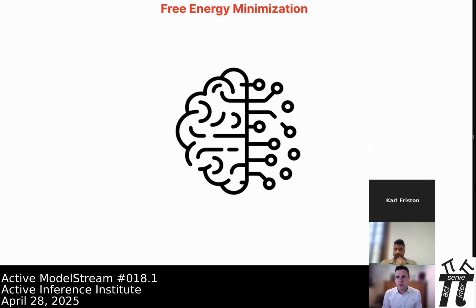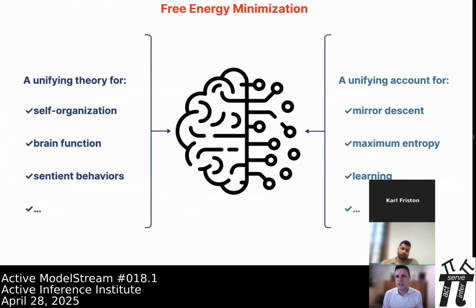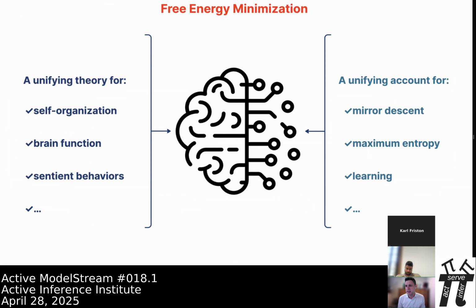So the unifying account that we use for policy computation is free energy. Now, free energy is very broad. There is lots of literature. It really pops up everywhere in several apparently different domains, coming from neuroscience as a theory to explain self-organization, brain functions, and behaviors in general, to some technological fields such as optimization, mirror descent, maximum entropy, statistical learning, etc. So this is really a unifying account that we are going to leverage for autonomous decision making.